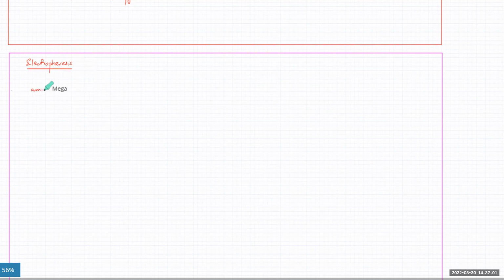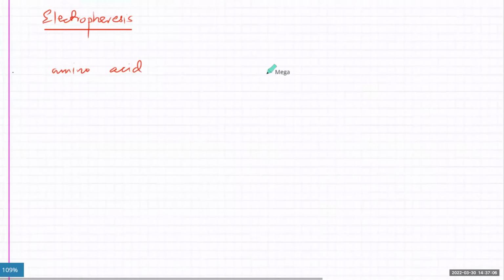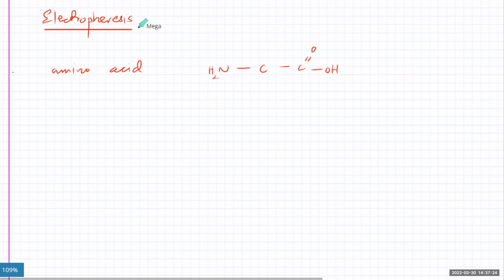So here you have an amino acid. An amino acid is a molecule. It's a basic building block of proteins, we did this in organic chemistry. Amino acids have an amine group, which is this one, and they have a carboxylic acid group on one side. And in the middle, they have a hydrogen on one side, and there is an R group on the other side.